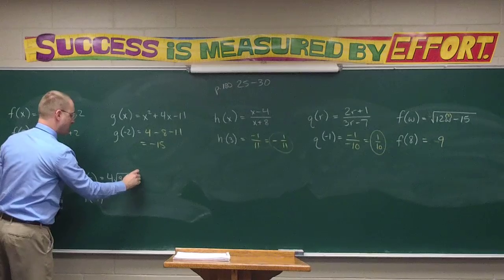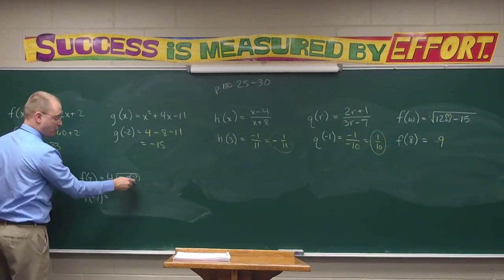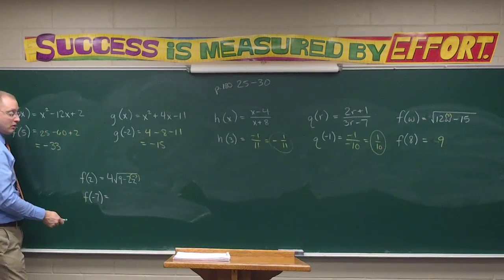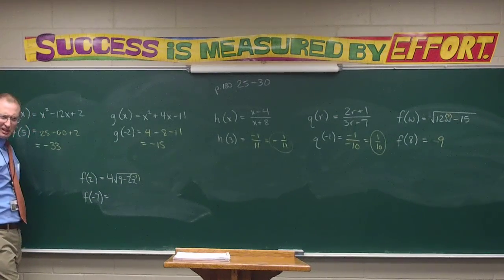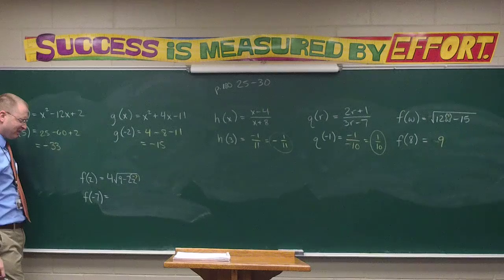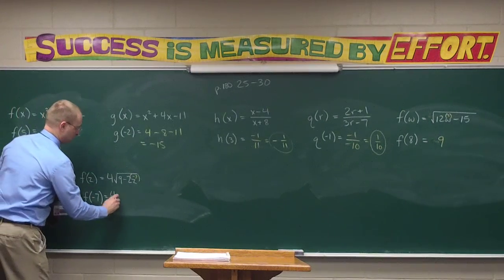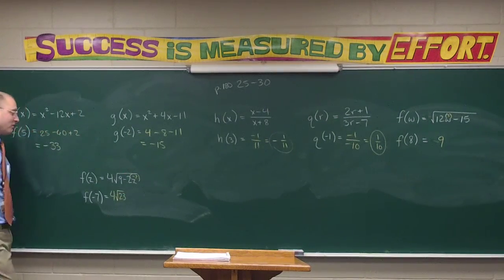We plug in our negative 7 to find f of negative 7. Negative 2 times negative 7, positive 14, plus 9. Can I take the square root of 23? Can I reduce the square root of 23? What do I get? 4 times the square root of 23. We'll just leave it as a big, ugly, irrational value. How many have that answer for the last one?